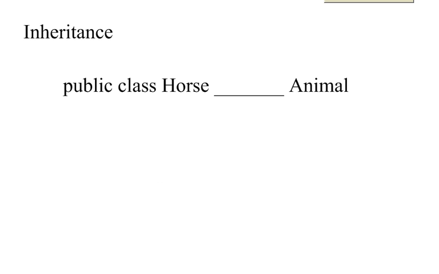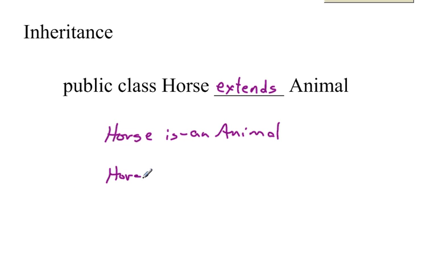If I'm going to write a class that inherits from another class, the keyword that we need here is extends. So if horse is an animal, then public class horse extends animal. In this case, we would say a horse is an animal, which is different from saying a horse has a mane, for instance. So this is an example of inheritance. This is an example of composition.